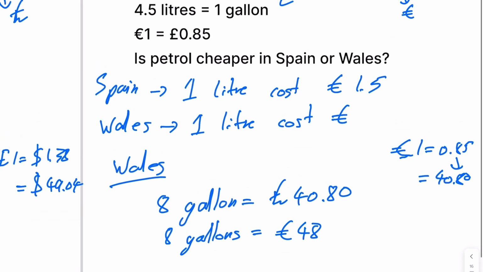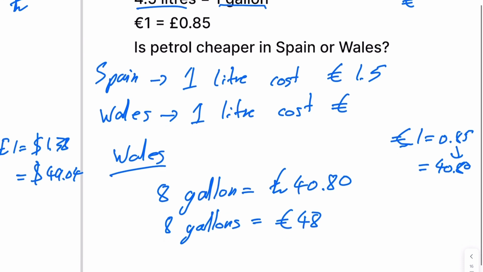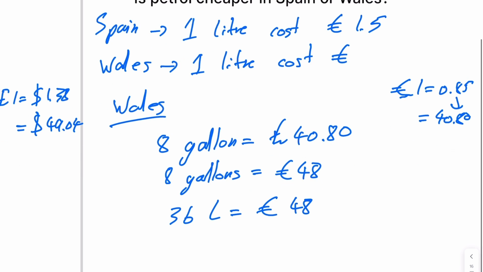So now we want to convert this to litres. So we know that 1 gallon is 4.5 litres. So if I multiply that by 8, we know that 8 gallons is the same as 36 litres. And now I just need to know what 1 litre is. So I divide each side by 36. So we have 48 divided by 36, and we get 1.33. So our answer up here becomes 1.33.